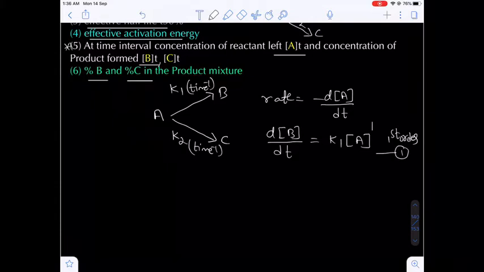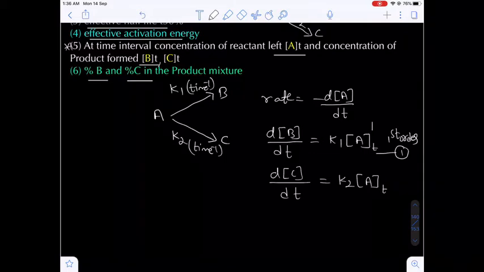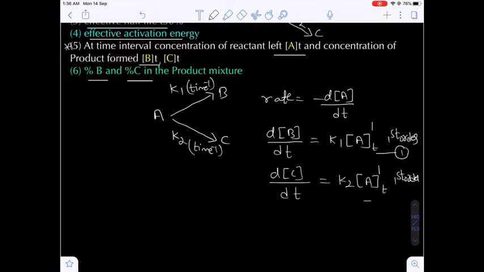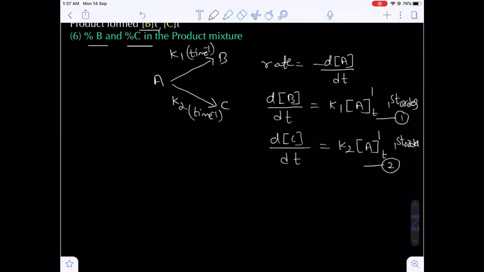Now come to the next one. The rate of formation of C, that is dC by dt, will be equal to K2 times the concentration of reactant A at time interval T, to the power 1. Why am I writing the power 1? It is also first order kinetics. With the help of the rate constant units, we know this is also first order kinetics. Are you getting my point? Now equation 1 and equation 2.